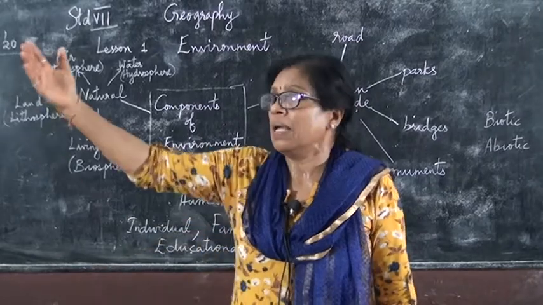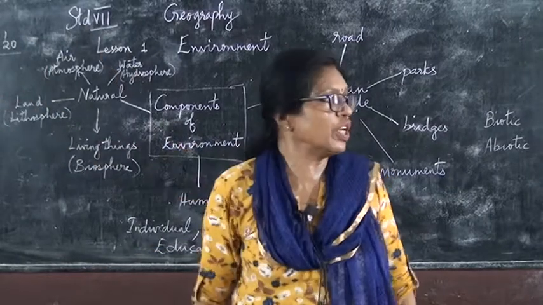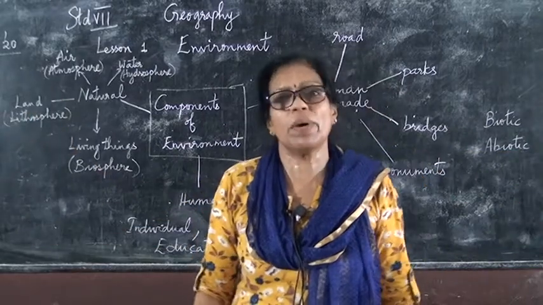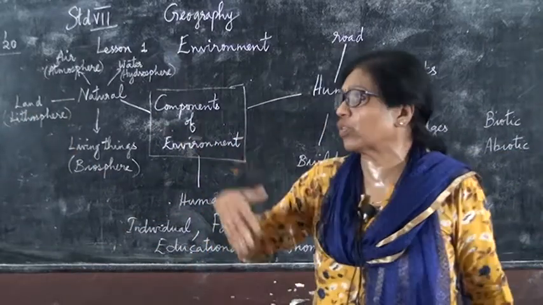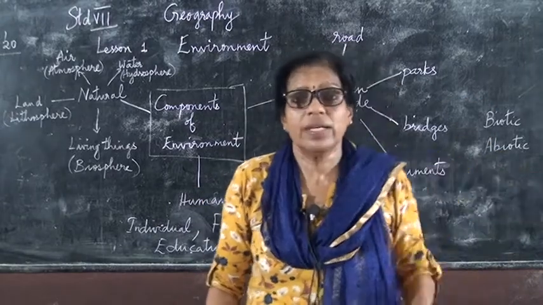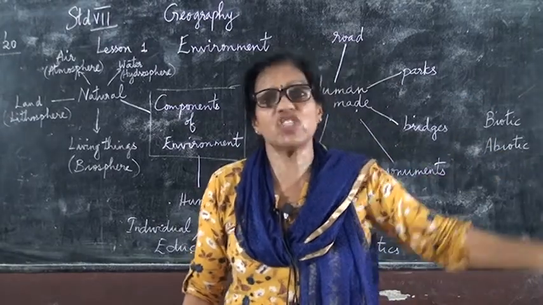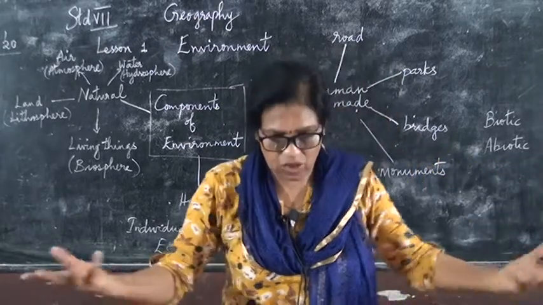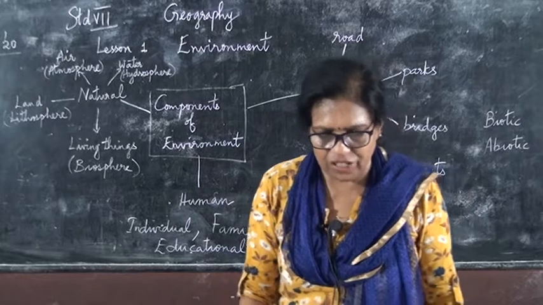For example, buildings, the house near you, the road and all are made by human beings. But what about the mango trees, coconut trees, plants, grass and all? That is made by nature. Cats, animals, human beings, that is all created by nature.